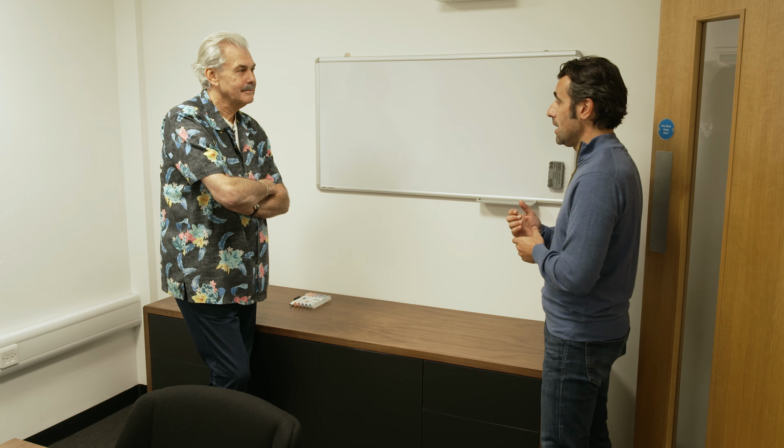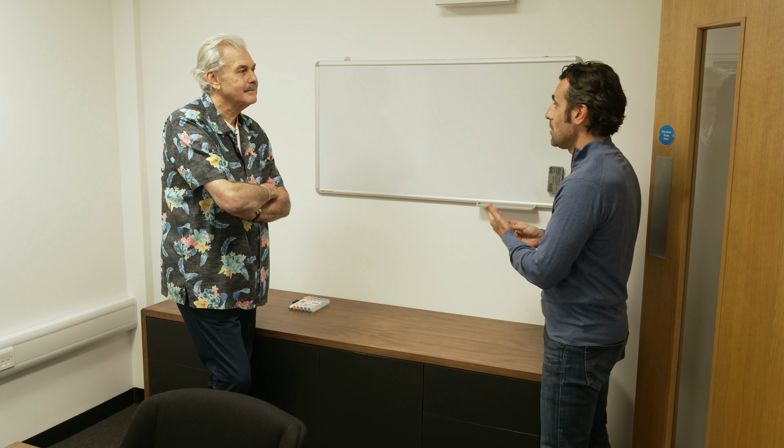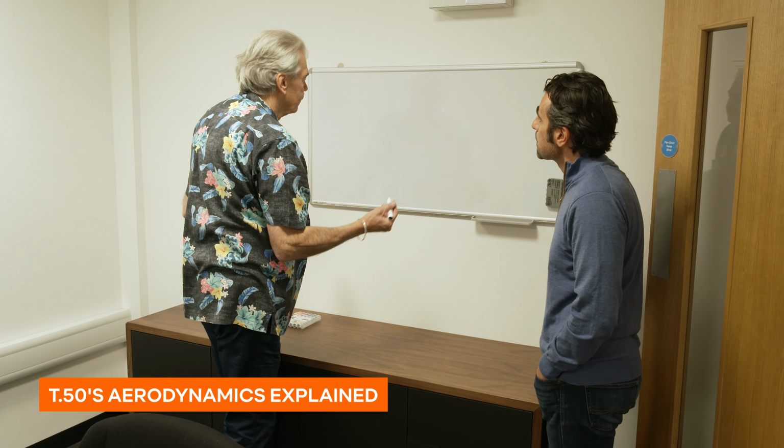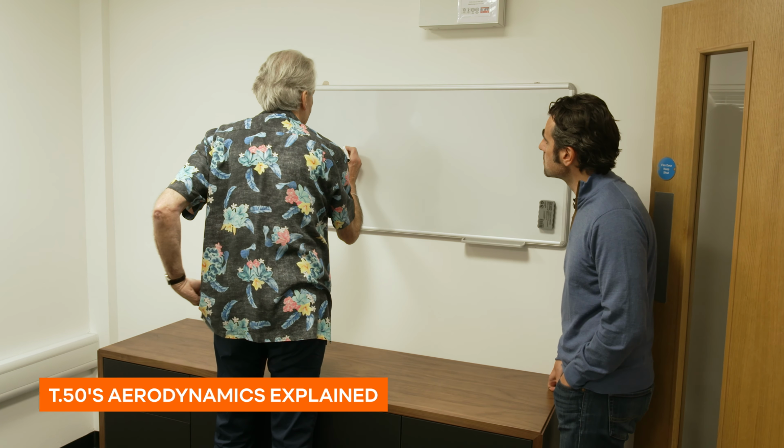Following on from our chat about downforce and the fan on the T.50, I kind of understand a bit of aerodynamics. A lot of my racing cars had diffusers, but can you draw for me how the fan stops a diffuser stalling, and how it basically helps the T.50 gain downforce? Yeah, sure.